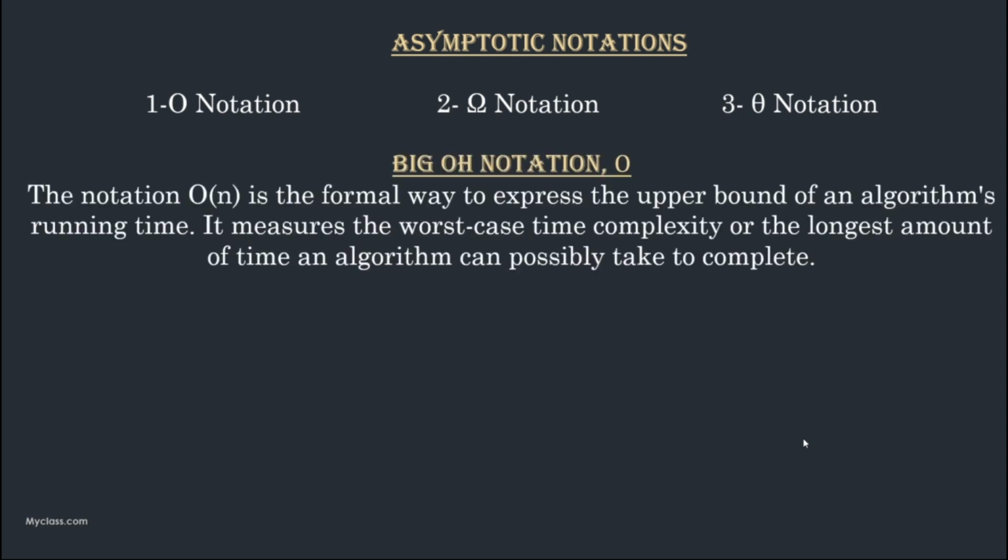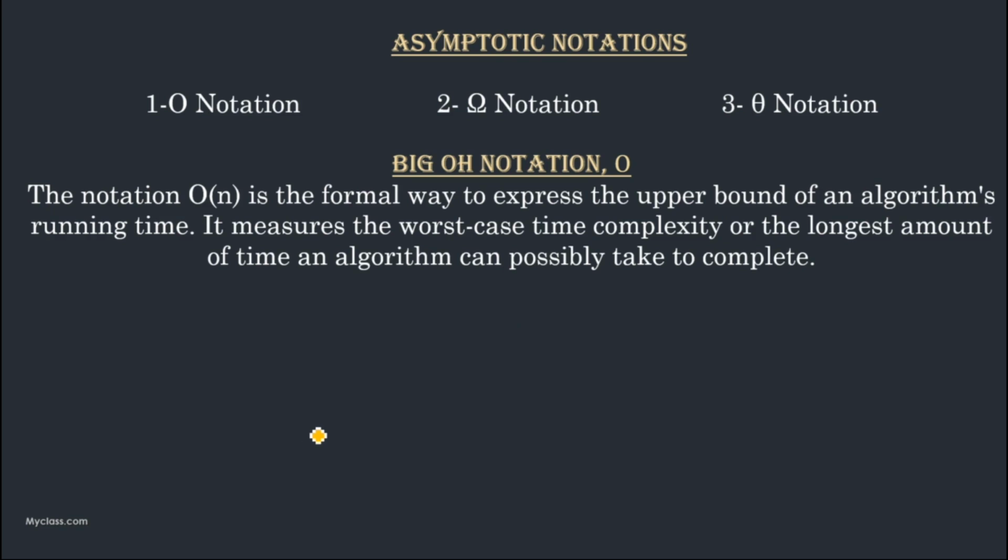What is big O notation? The notation big O or order of n, or big O of n, is the formal way to express the upper bound of an algorithm's running time. Upper bound means worst case, the maximum time it will take. It measures the worst case time complexity, or the longest amount of time an algorithm can possibly take to complete.